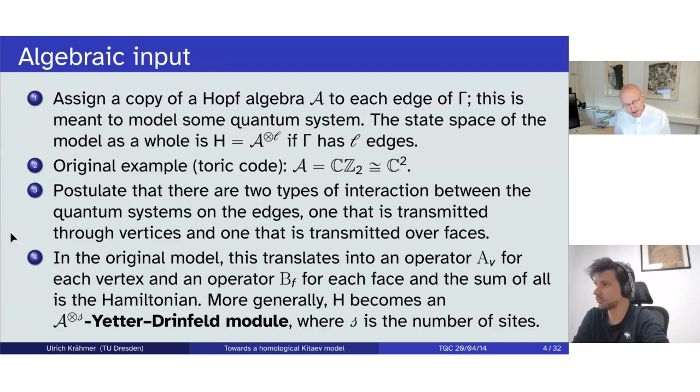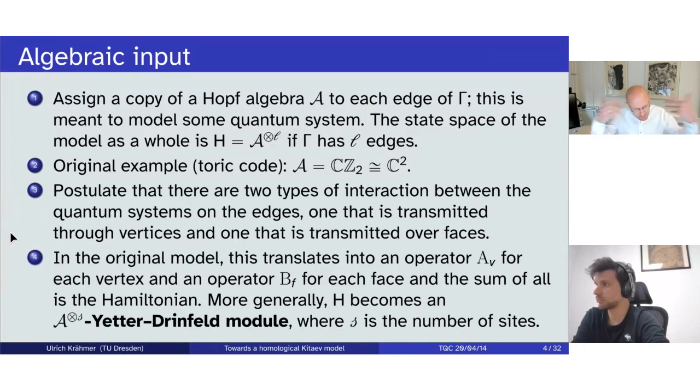So in Kitaev's paper, these are called A_i j and B_i j. The i j enumerate the vertices and the faces. And then you write down a Hamiltonian, which is simply the sum of all these operators, or minus the sum of all these operators.